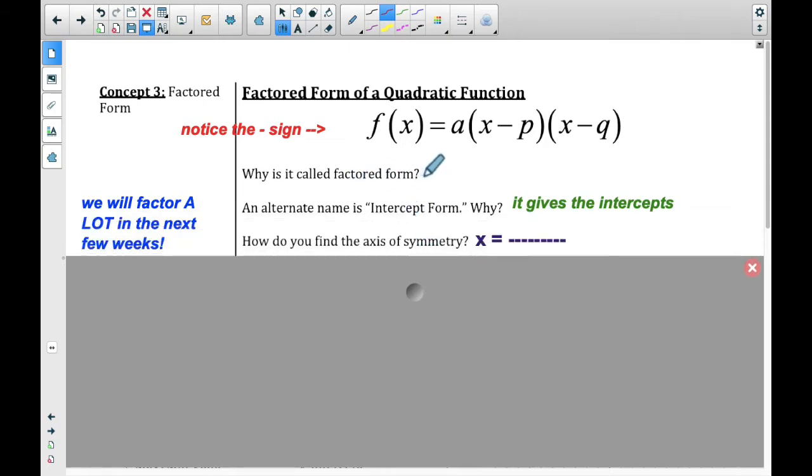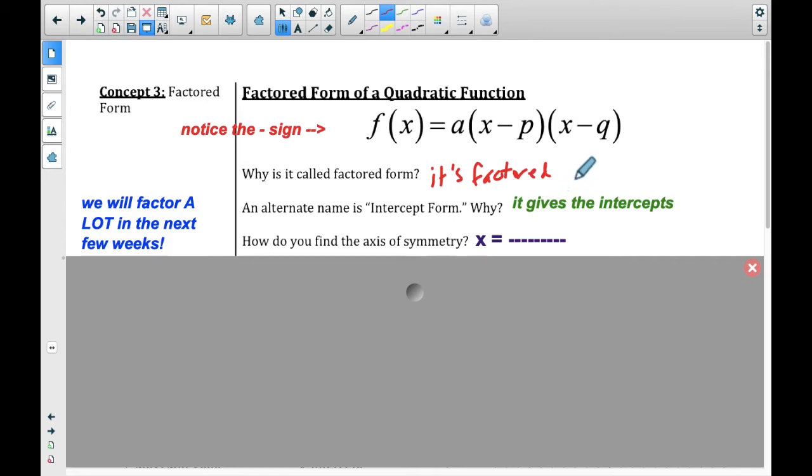Why is it called factored form? Well, you probably remember from your old math classes that when we have a quadratic, we can factor that quadratic. So this is called factored form because it is factored, which seems really basic, but that is why it's called factored form. However, another name for this is intercept form. Some textbooks call it intercept form, and the reason is it shows us what the intercepts are. It's really easy from this form to find the intercepts.